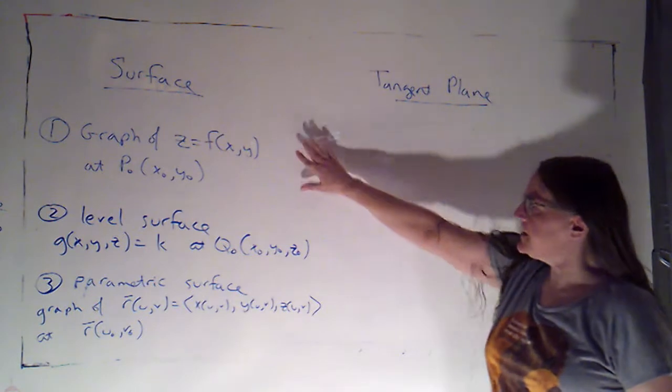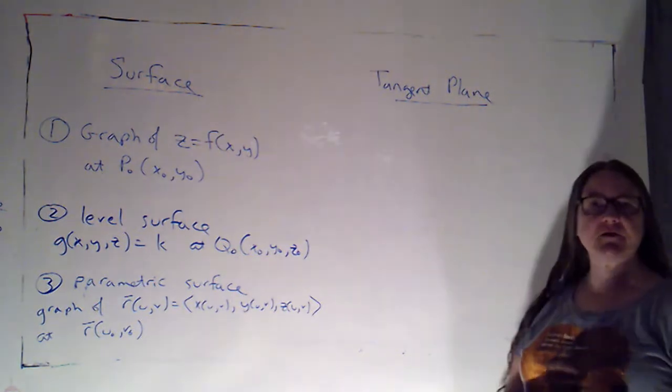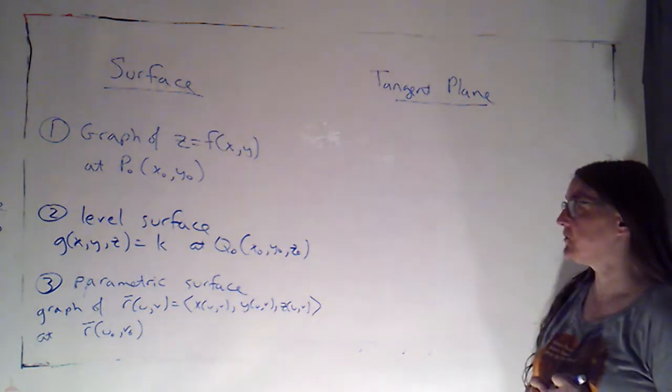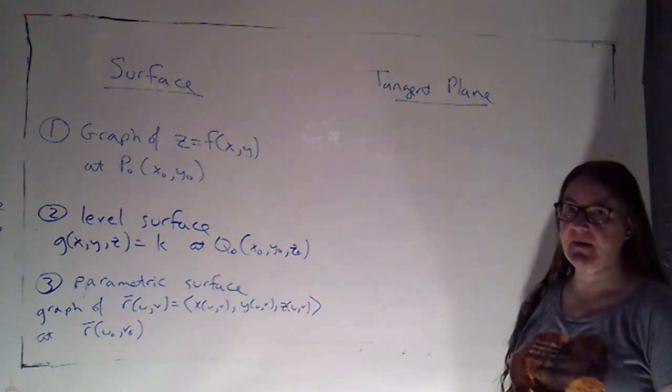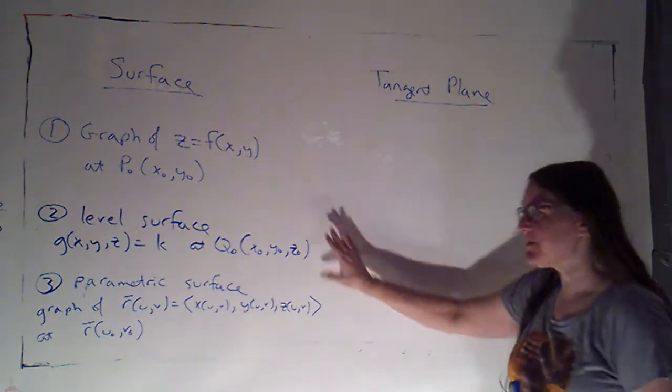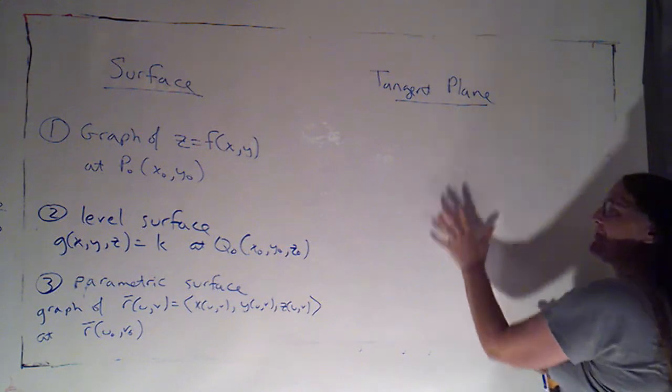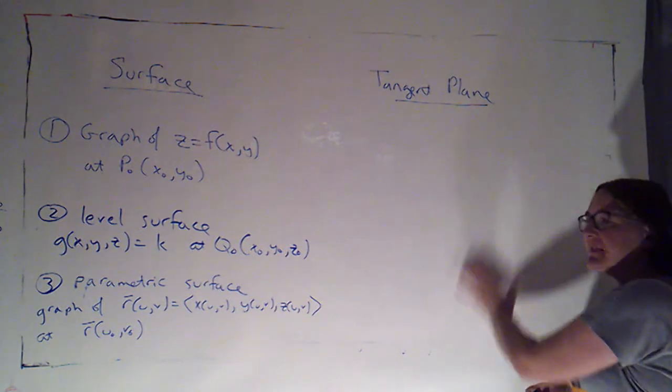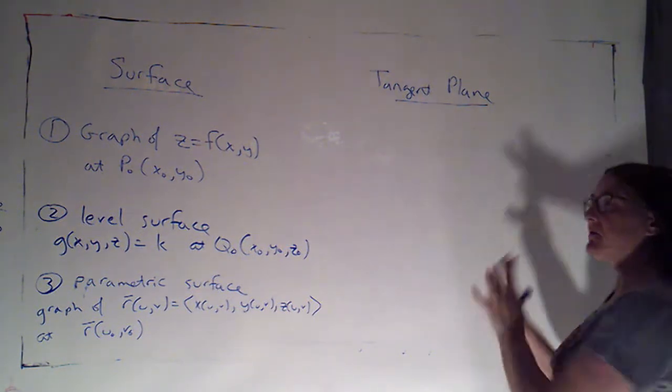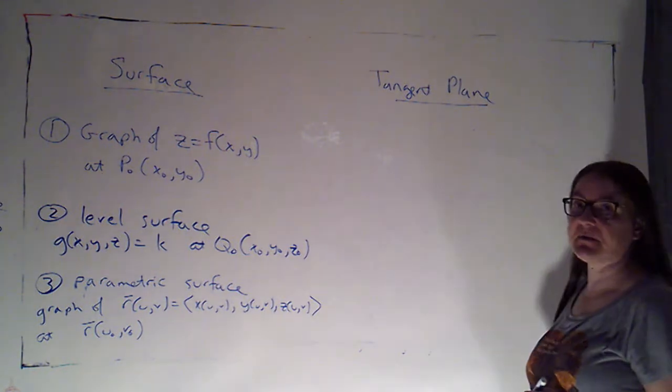Okay, what I've got here on the board is 3 different ways that we've seen this semester to describe a two-dimensional surface living in 3 space. And if we have 3 ways to describe the surface, we're going to have 3 different ways to describe the tangent plane. Now, some of them are related, but they're slightly different formulas for each circumstance.